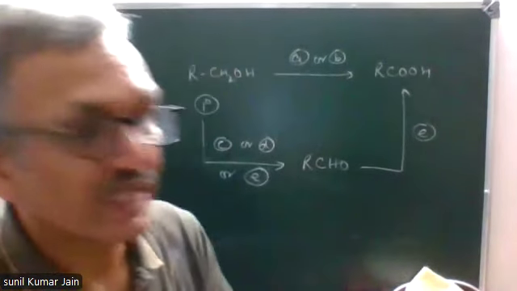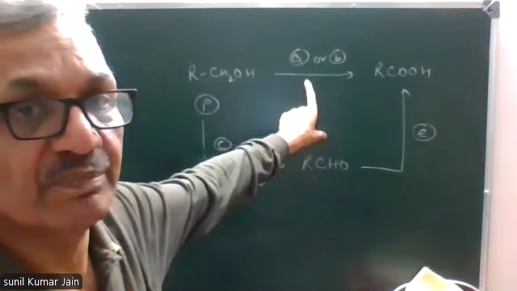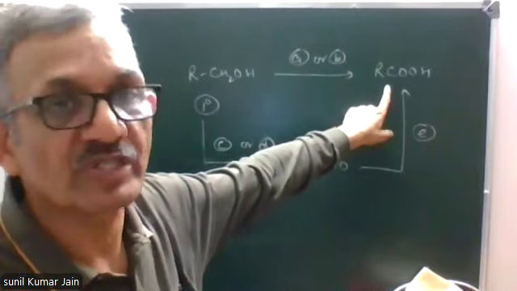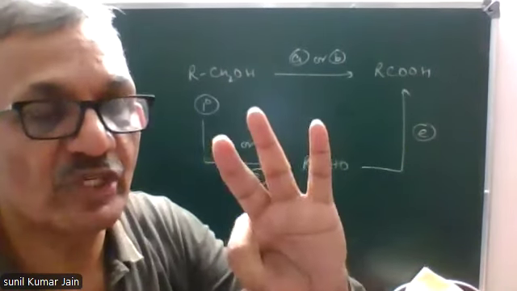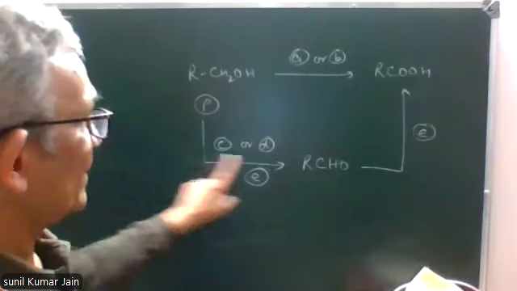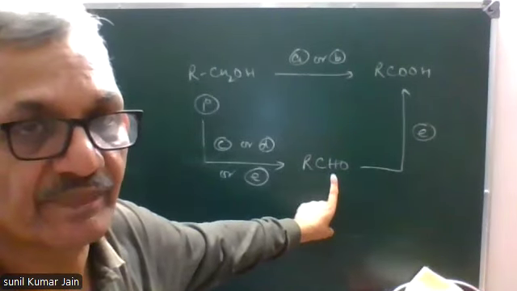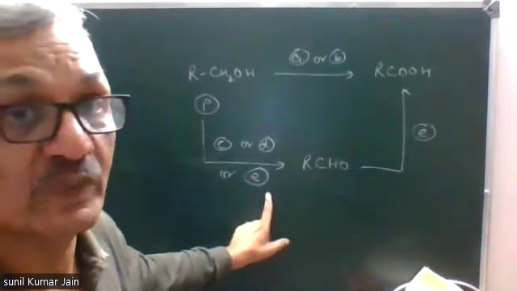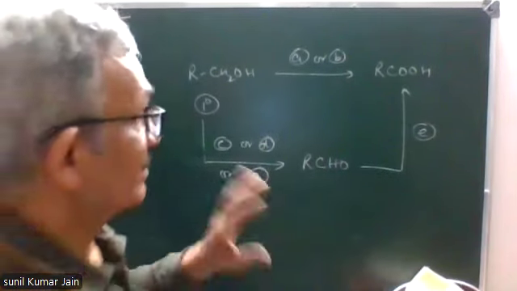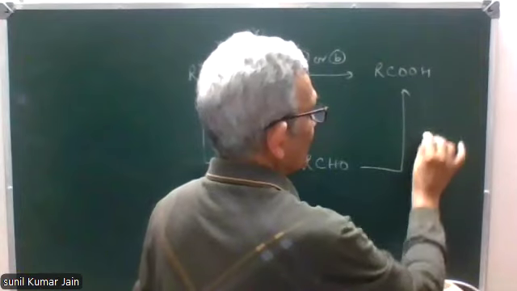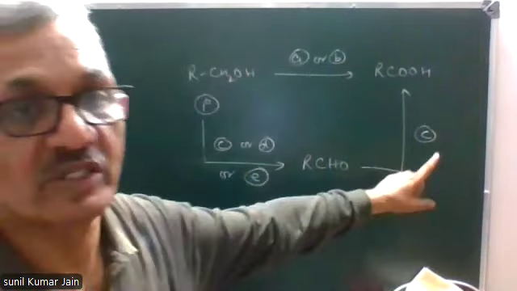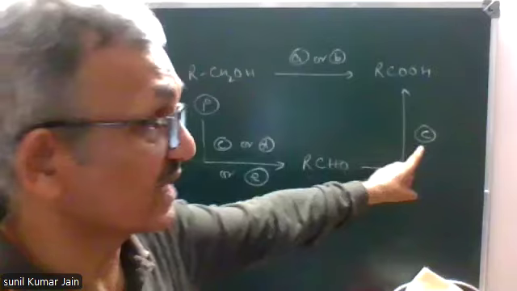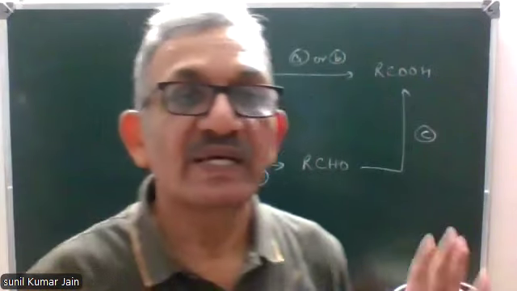I'll repeat, understand this. A and B are strong oxidizing agents. They will directly convert primary alcohol into carboxylic acid. The remaining three oxidizing agents will convert primary alcohol into an aldehyde. But out of these three, if we further react the aldehyde with, what was it? C. This is my mistake, not E, C. So if we further react the aldehyde with anhydrous CrO3, then the final product obtained will be a carboxylic acid.